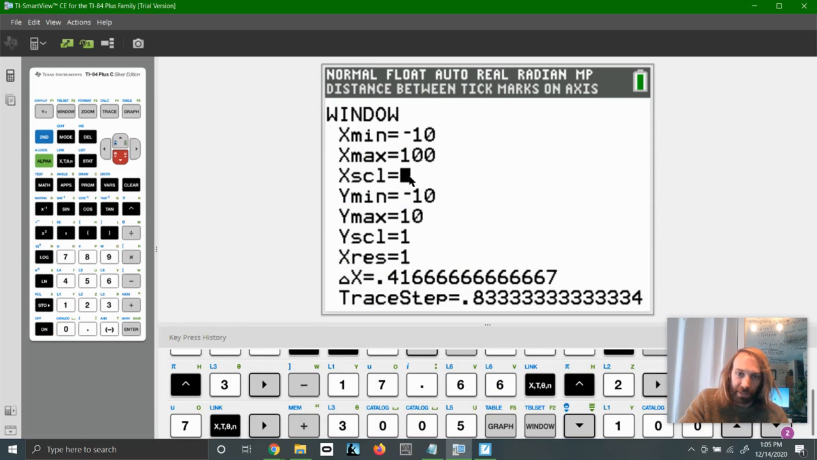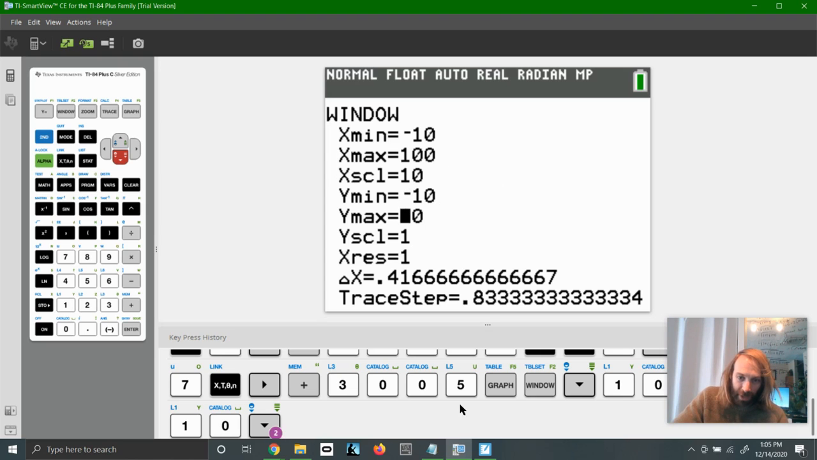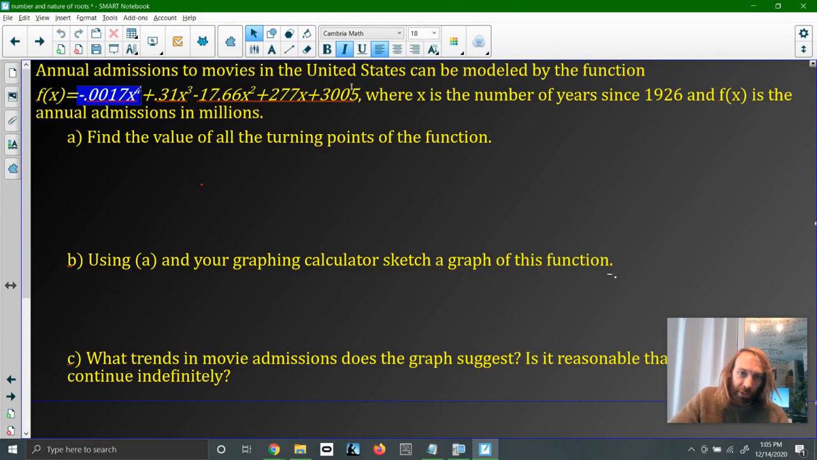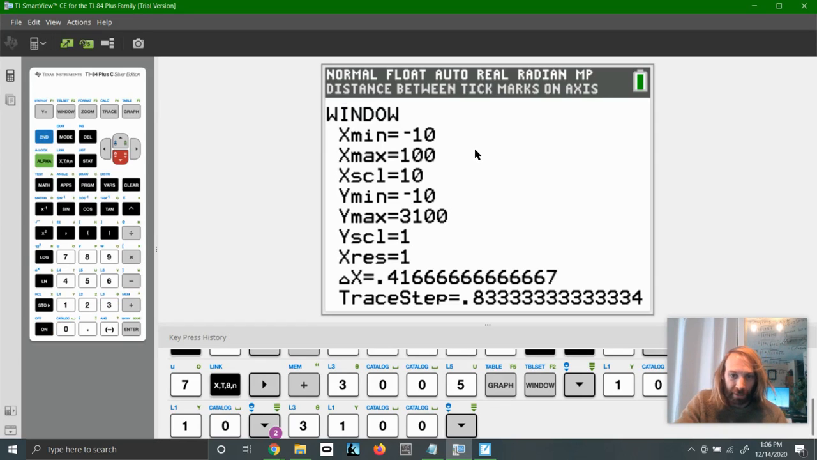And then X scale, probably do maybe 10 for that. And then Y minimum, that's probably fine. This is millions of people, so it doesn't make sense to go below zero, but having a few below zero is fine. And then Y max, the way I would think about that: we know that our y-intercept is 3005 based on this. So we've got to be at least more than 3005. I might do like 3100 as a first attempt there. And then for the y scale, you can do like 100 or something.